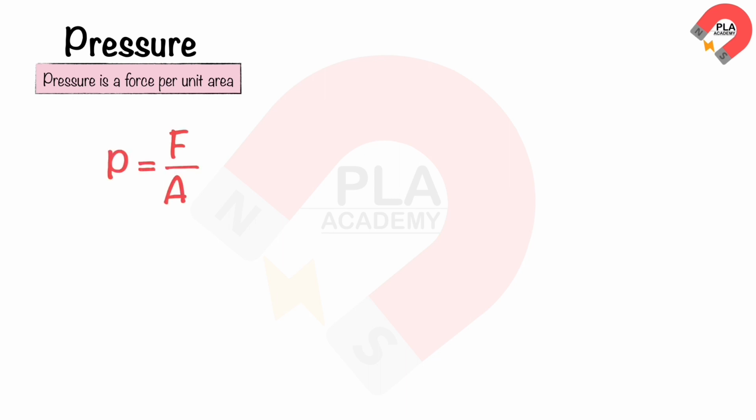Pressure. Pressure is defined as a force per unit area. We can write the equation of the pressure as P equals F divided by A, where P is the pressure in newton per meter squared or pascal, F is a force in newton, and A is the area in meter squared.